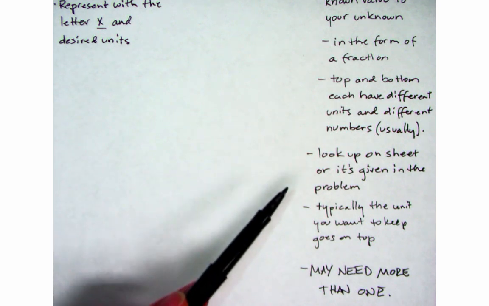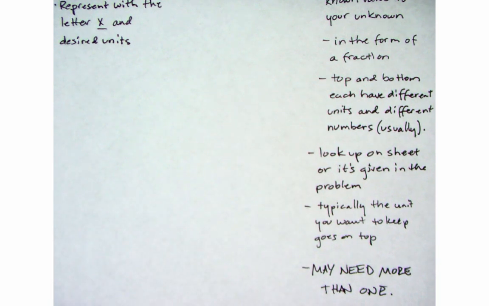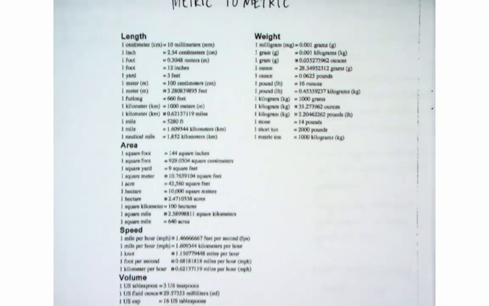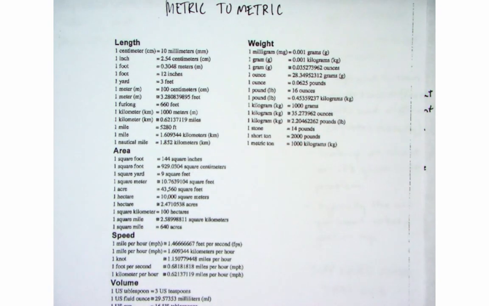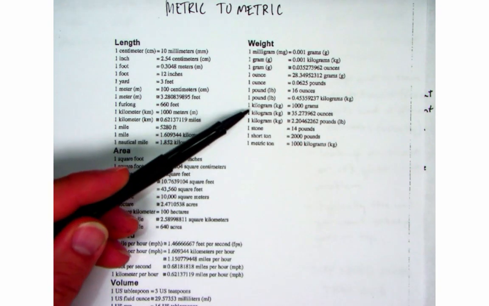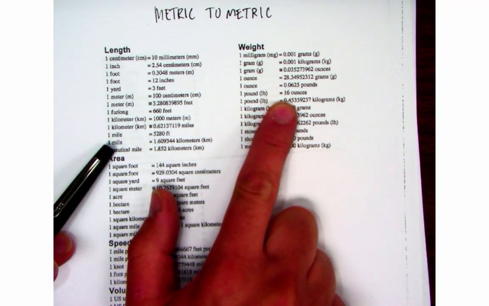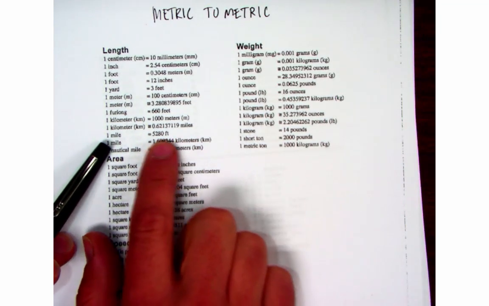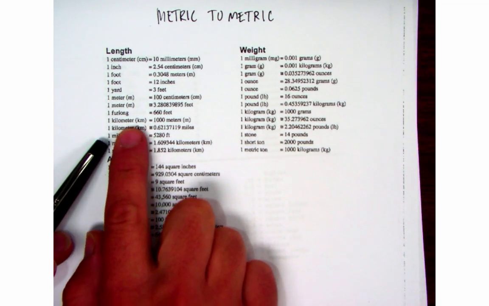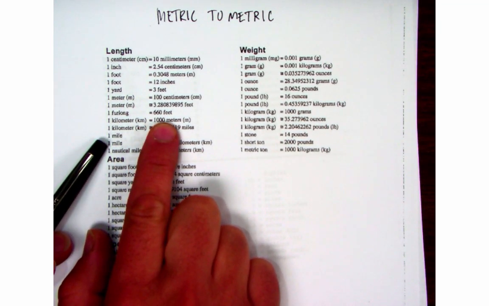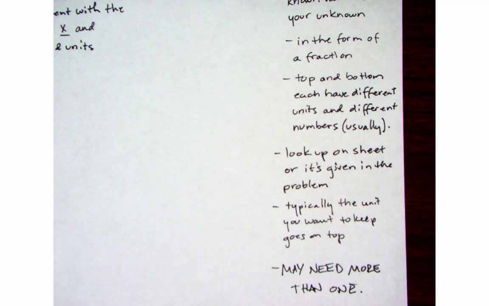Now the conversion sheet looks like this, and it tells us a lot of different information, like 1 kilogram is 1,000 grams. It tells us 1 pound is 16 ounces. It also tells us that 1 kilometer is the same as 1,000 meters. There are lots of different things that we can see on here. So that is something we would look up.